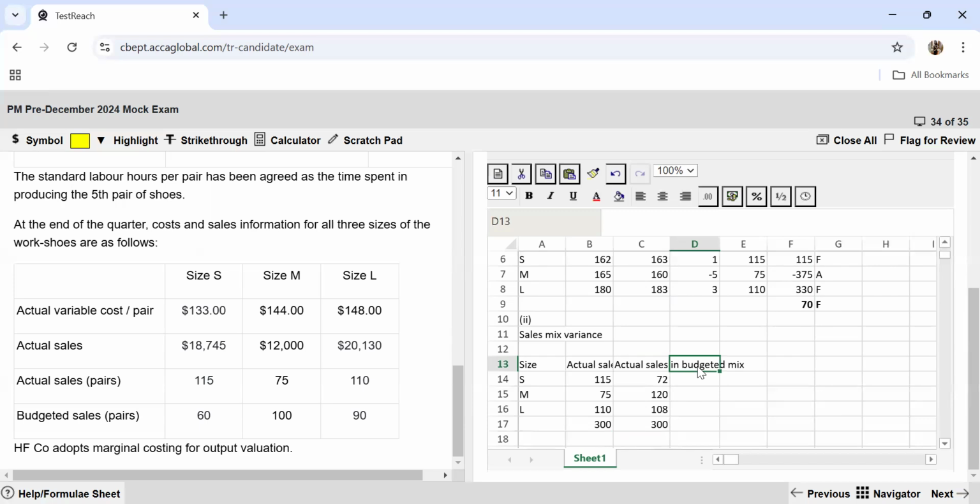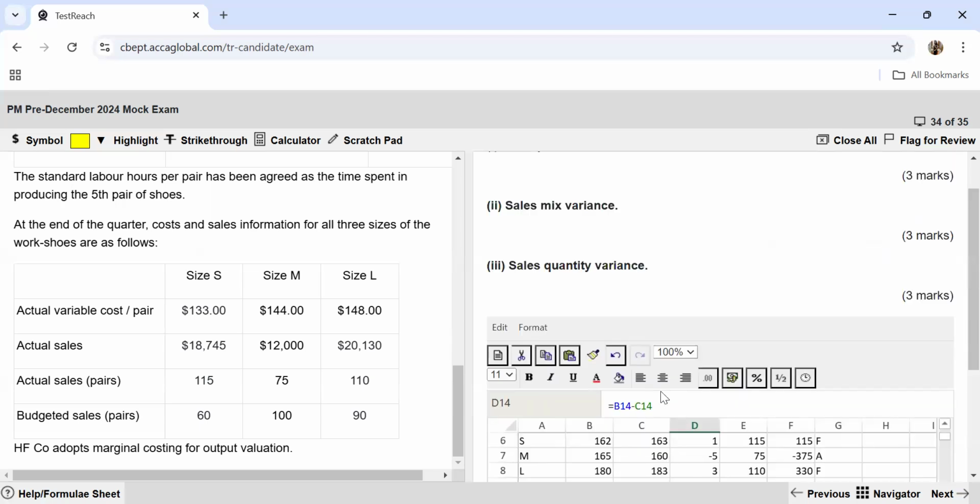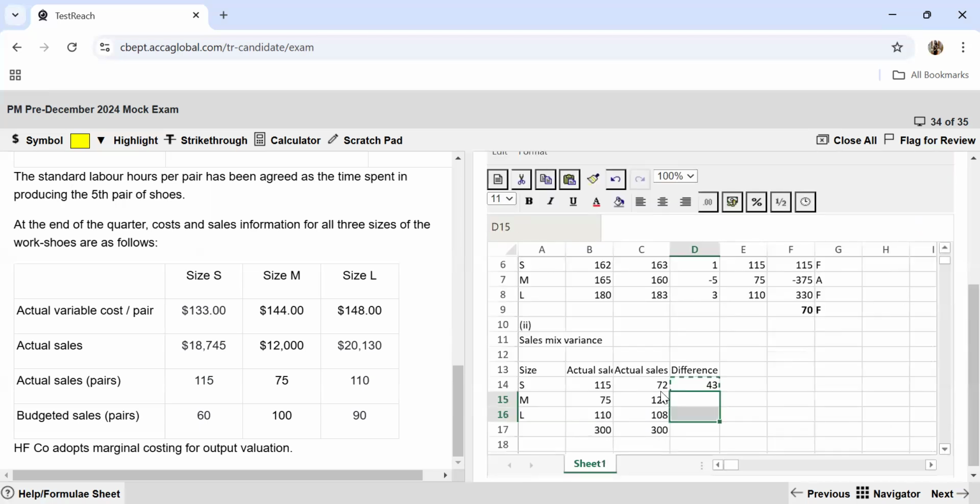Now you're going to work out the difference. So the difference, you had to sell 72, but you ended up selling more. So your difference will be something favorable over here. So it will be 43 favorable. Similarly, you can drag it to the remainder, right? So now this is a negative one, which indicates that it is adverse.